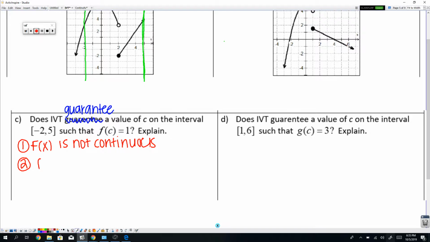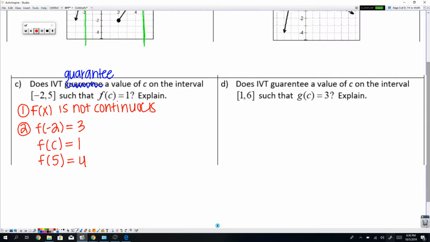So you're going to do f of -2, f of c, and then f of 5. Our goal is to decide that it fits in between. So at -2 we're at 3. And then at 5 we're at 4. So if you look here, that doesn't even happen here either, because we were at 3 and now we're at 4. 1 does not fit in between 3 and 4, so this actually doesn't work in any case. So we're going to have to say no.